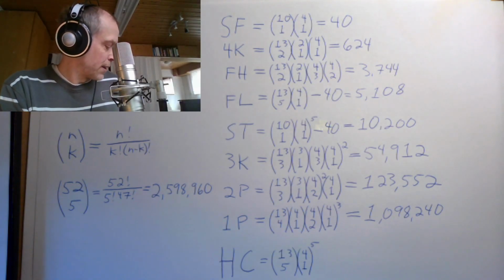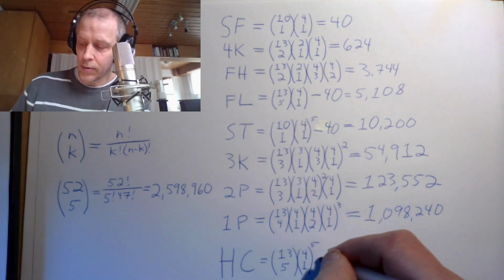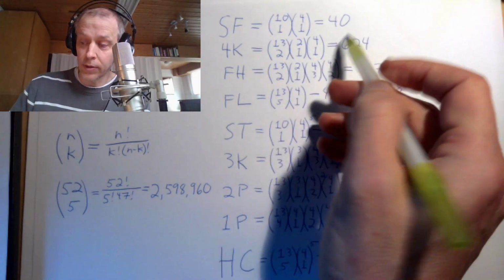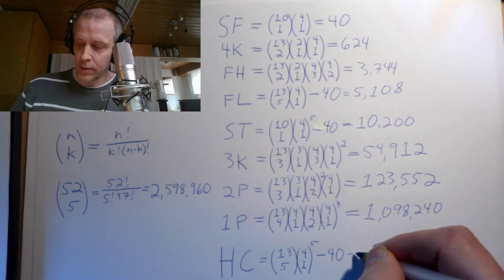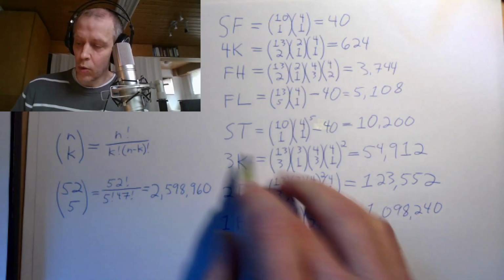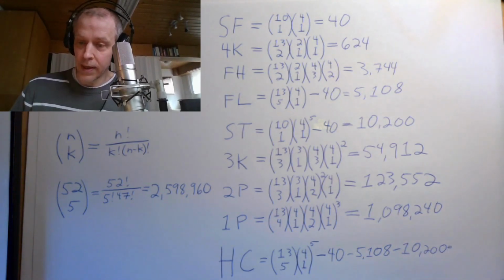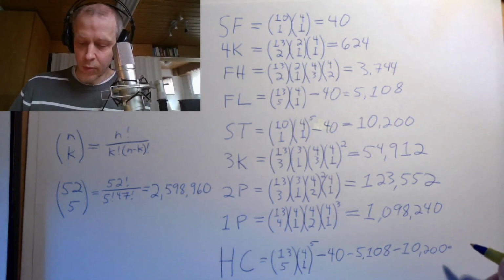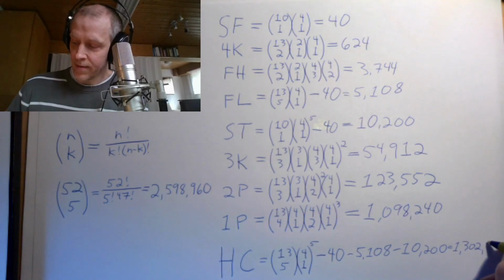Now, as I said, we have to be careful here when we're calculating this, since we do not want to count the straight flushes or the flushes or the straights. And if we are that careful, then we get the number 1,302,540.